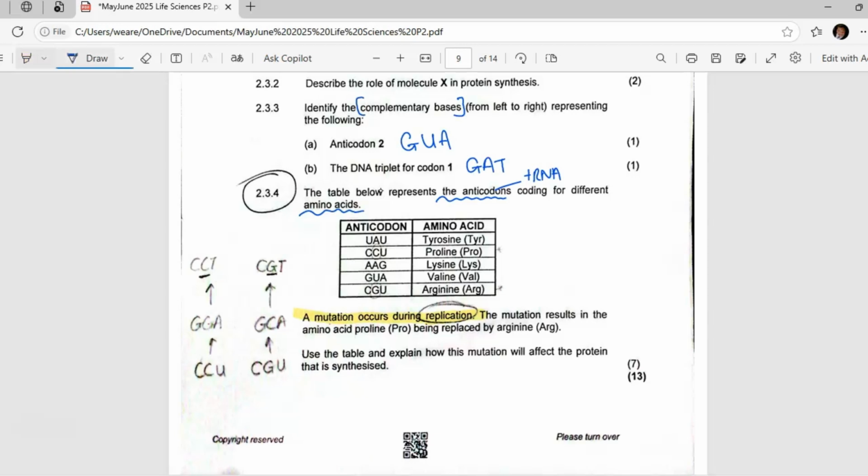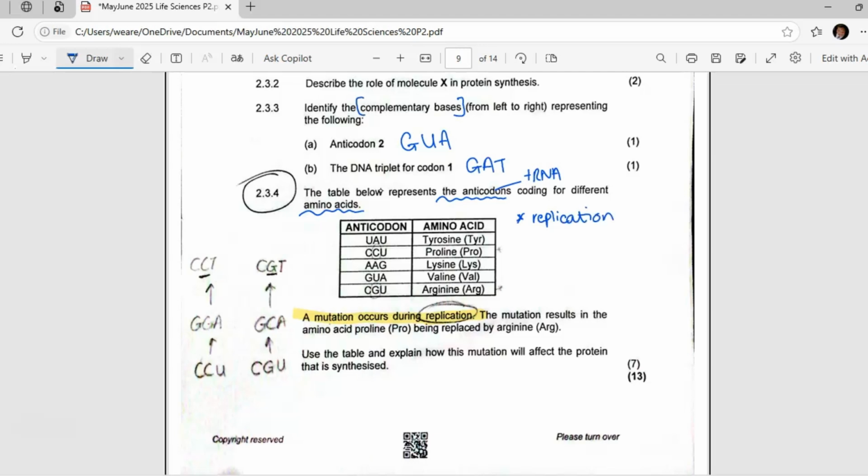The mutation occurs during replication. That's our first key point. It's where it took place. It took place in replication. Then it says the mutation results in the amino acid proline being replaced by arginine. So they're kind enough to tell us what is being replaced. Proline is replaced with arginine. And then they say use the table and explain how the mutation will affect the protein that is synthesized. And it's a 7-mark question.